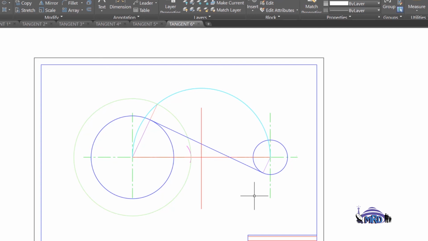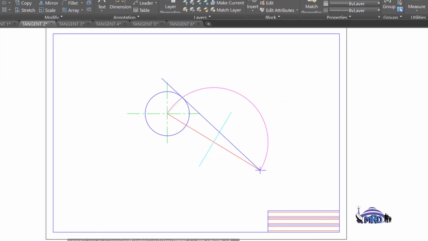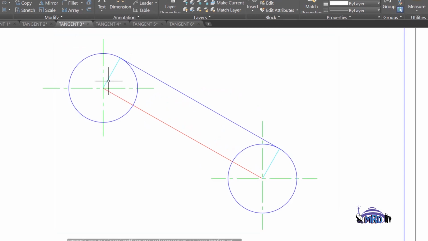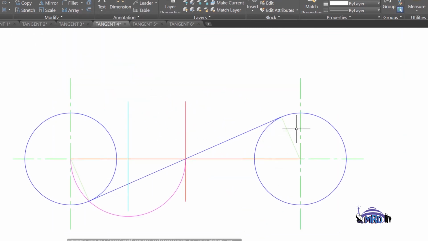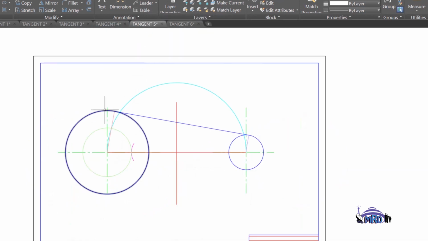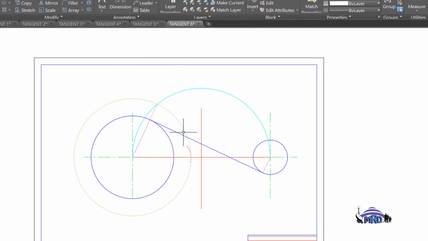We just need to be reminded all the time about the constructions. So we would have gone through to produce a tangent from a point to a circle, to produce an external tangent to 2 circles of equal diameter, to produce an internal tangent to 2 circles of equal diameter. We produce then an external tangent to 2 circles of unequal diameter, and we closed off with an internal tangent to 2 circles of unequal diameter.